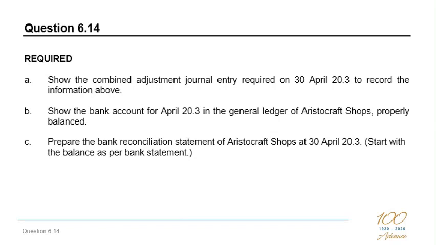In the A part of the required, they ask us to show a combined adjustment journal entry required on the 30th of April to record the information above. A combined adjustment journal entry is different from a normal journal entry, but I will show you that when we talk about the format. In the B part of the required, they ask us to show the bank account for April 20.3 in the general ledger of Aristocraft shops, properly balanced.